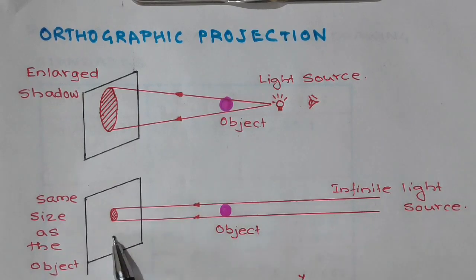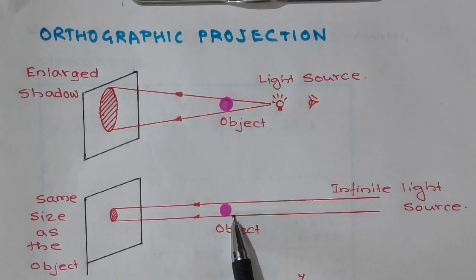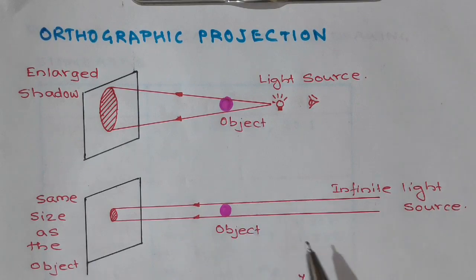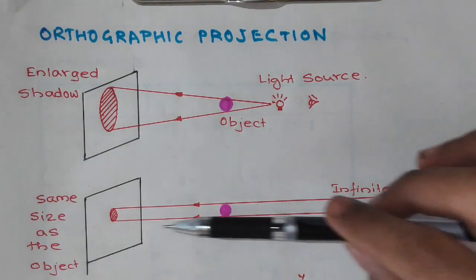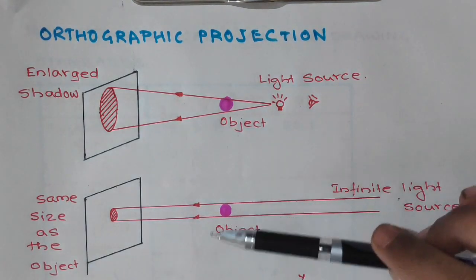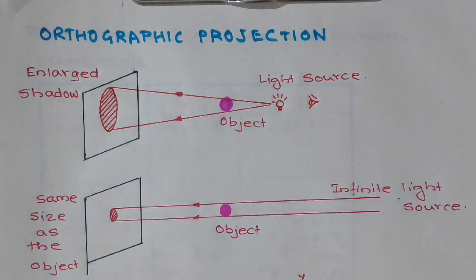It will cast the shadow which is of the same size as that of the object. The same analogy we will be using in drawing orthographic projection. That is, as the observer, you will be seeing the projection of that object in the same size.